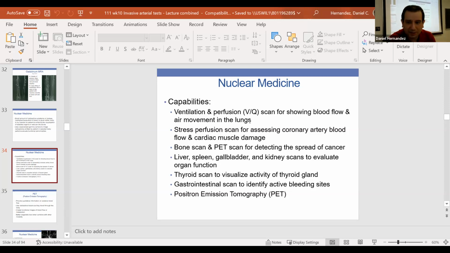For CVS, one of the required observations is to go see a nuclear stress test. They inject the patient with the radioisotope, and they can see perfusion of blood flow in the heart and determine areas that might be infarcted or not having adequate blood supply. It can be used for bone scans, PET scans, and assessing the liver, spleen, gallbladder, and kidneys to evaluate organ function. It's used in thyroid scans as well.